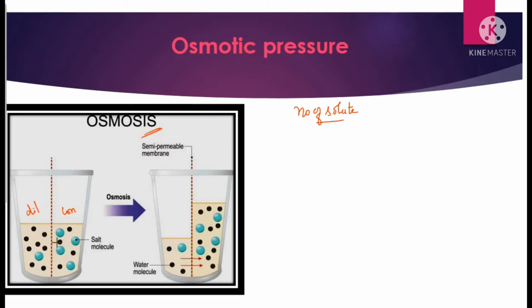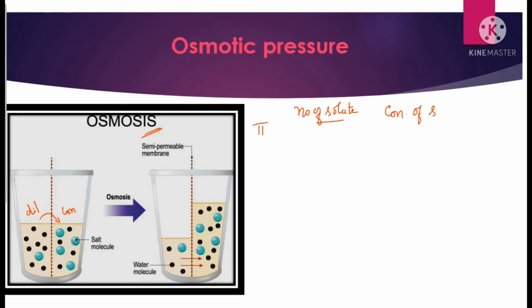In order to maintain an equilibrium, the solvent molecules will start moving to the concentrated side from the dilute side. This process is called osmosis. During this process, a pressure will be involved, and that pressure is called osmotic pressure. Normally, this osmotic pressure is represented by the symbol pi. This osmotic pressure can be used to calculate the concentration of solutions.